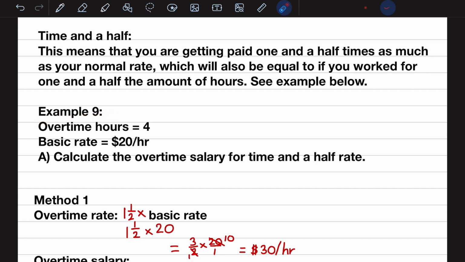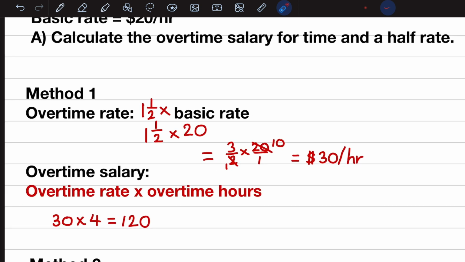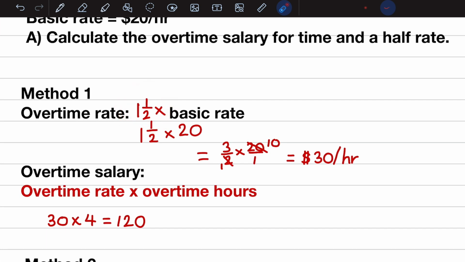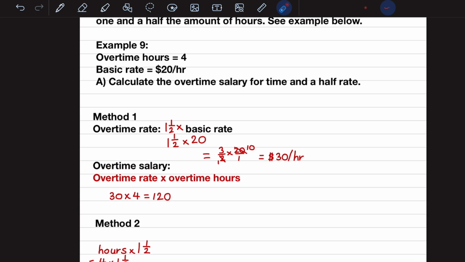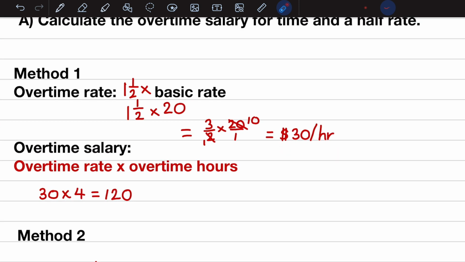Example 9. Overtime hours is 4 hours. All right. Basic rate is $20 per hour. Calculate the overtime salary for time and a half rate. Okay. So method 1, time and a half or 1.5, multiply by basic rate. So 1.5 times 20, we know 20 plus half of 20 is 20 plus 10 is 30. So overtime rate or time and a half rate is $30 per hour. All right. How many overtime hours did the person work? 4 hours. So 4 hours overtime at $30 per hour. So that's 30 times 4, which is 120 or $120.